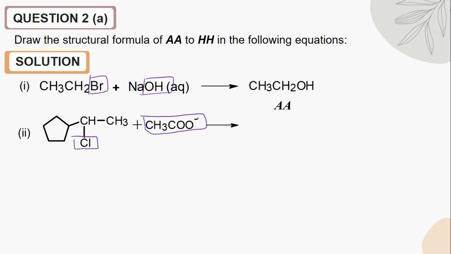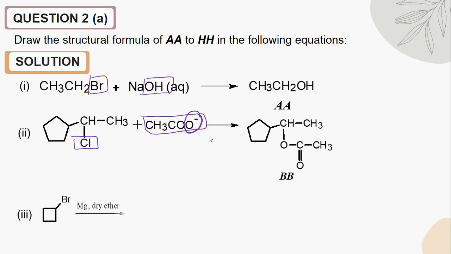But be very careful that your substitution is starting from the O minus. Okay, so instead of Cl, the place will be replaced with OOCCH3, which is an ester structure. So this is your structure BB. Let's proceed to question number 3.